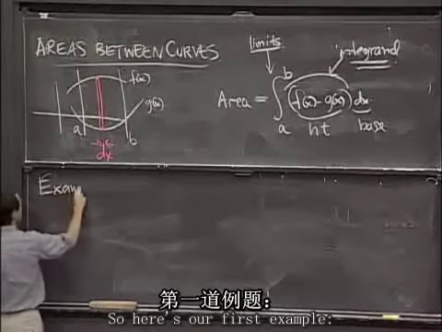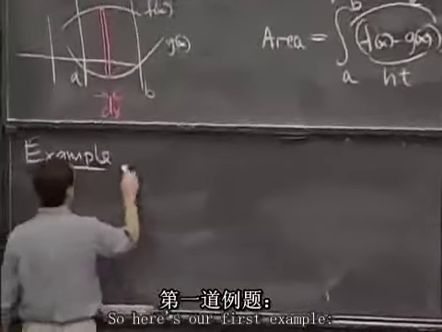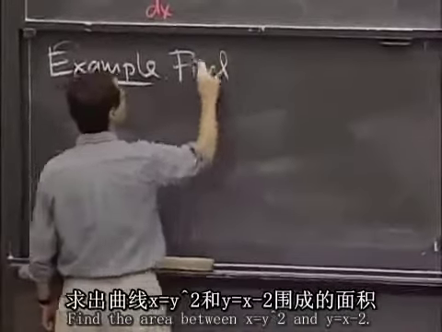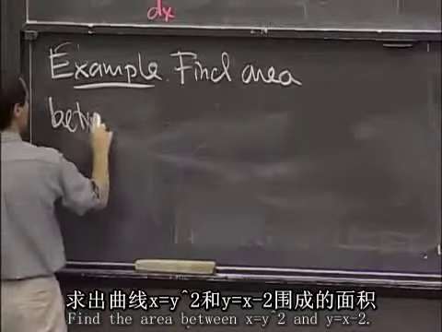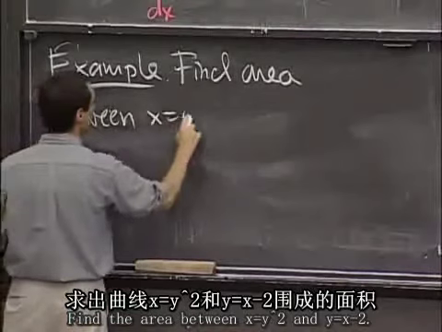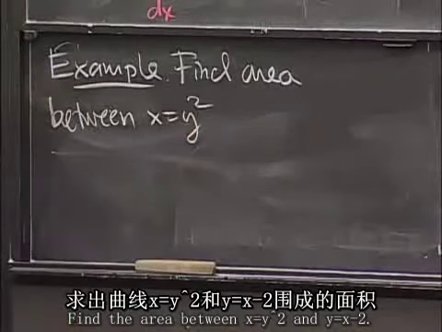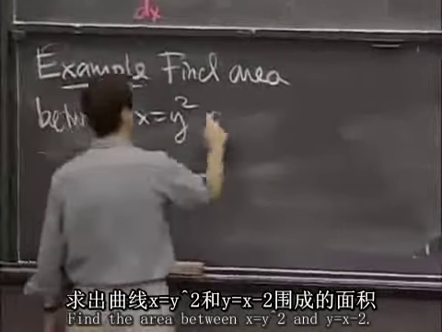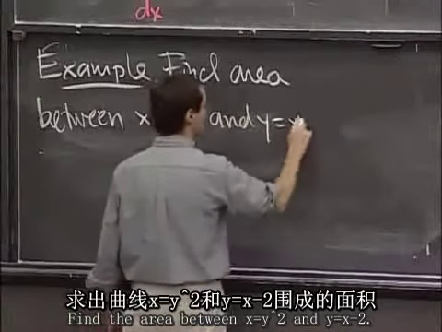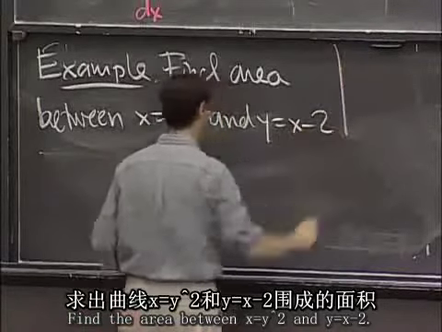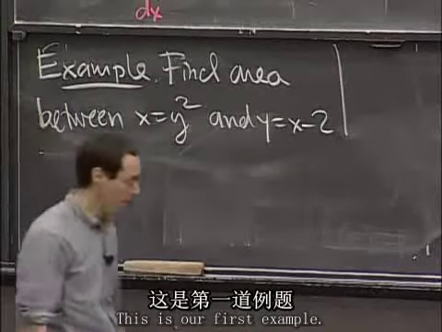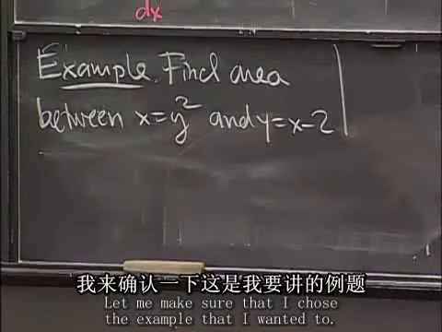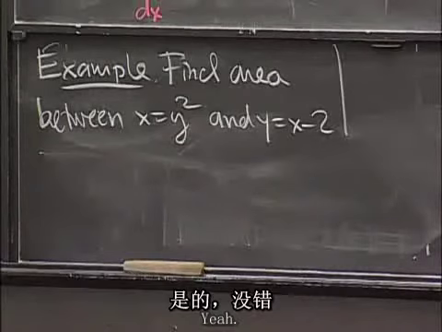So here's our first example. Find the area between x equals y squared and y equals x minus 2. Right? This is our first example. Let me make sure that I chose the example that I wanted to. Yeah.